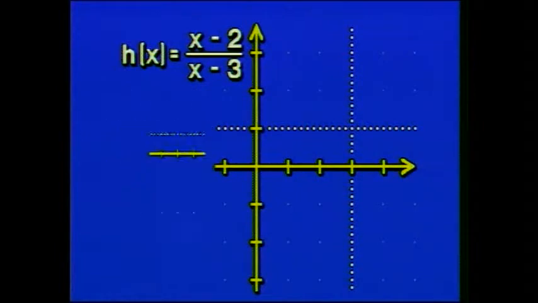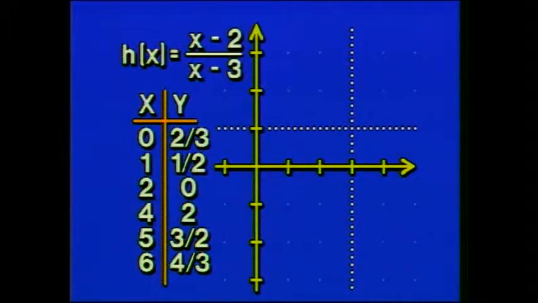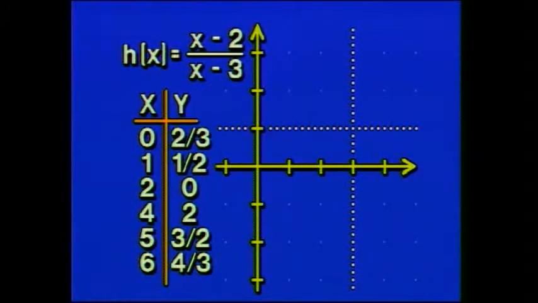Well, now we're ready to build a table of values. Now we'll select values to the left and right of our vertical asymptote. So to the left of the vertical asymptote, we might use these x's. To the right of the vertical asymptote, we might use these x's. And now we would simply evaluate the expression x minus 2 over x minus 3 in terms of the x's that we've chosen. And we would get these subsequent y values. Well, we'd probably want to rewrite 3 over 2 as 1 1/2 and 4/3 as 1 1/3. And now we're ready to plot some points.